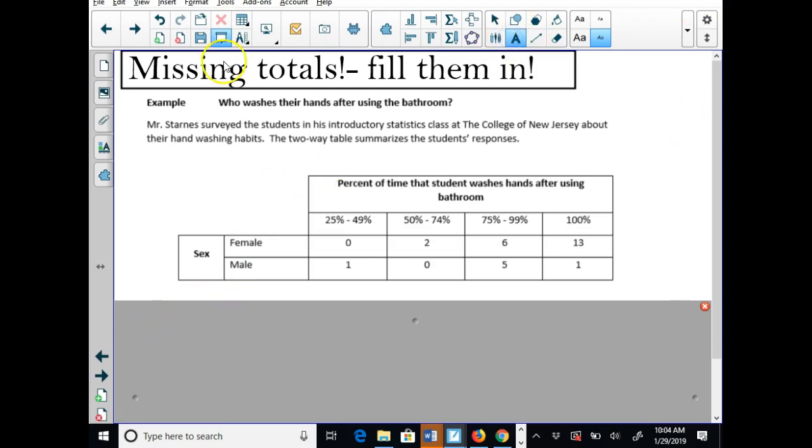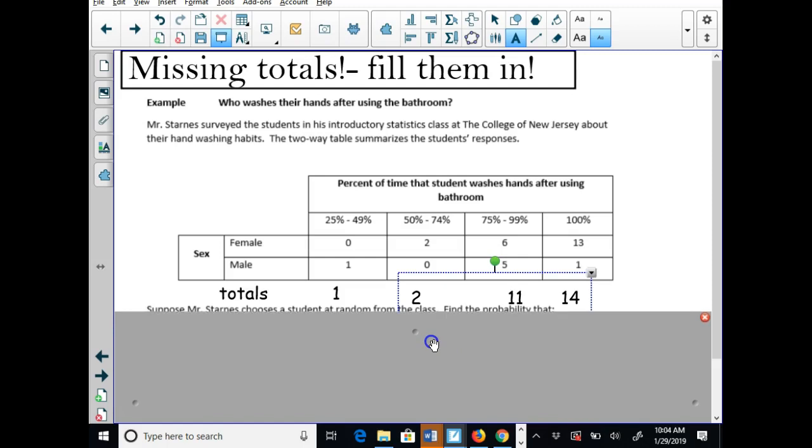Okay, so the first thing you should notice is we are missing totals. You need to fill in totals always if you don't see them. So I'm going to do that right now. The total number of people who wash their hands between 25 to 49% of the time is 1. The total between 50 to 74 is, let me see, I can't see, is 2. The total here is 11, and then we have 14.